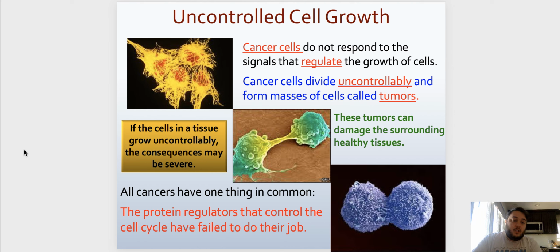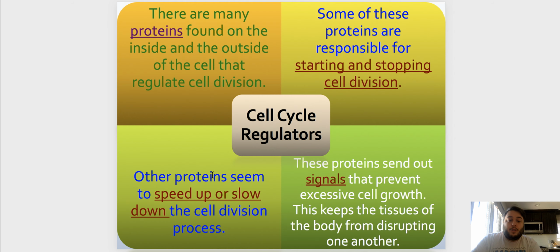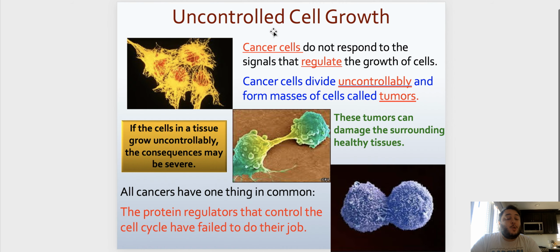So back on this other slide here, when we talk about proteins, we talk about enzymes, cancer cells don't respond to that. So what happens is they divide uncontrollably and form masses called tumors, right? So tumors, if you've ever seen a medical show, Grey's Anatomy, anything like that, and you see them remove a tumor, it literally looks like a ball, right? It's a mass. And what that is are cells that have clumped together.